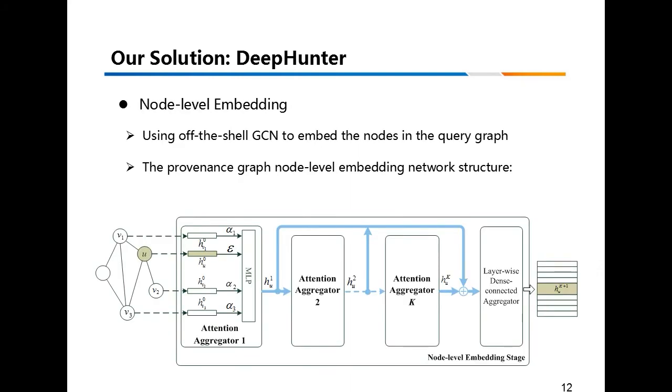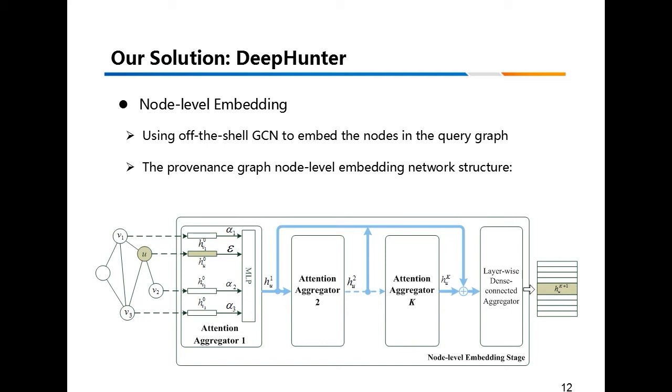It is the node embedding method that leads to the difference between the query graph embedding network and the provenance graph embedding network. We adopt the existing GCN to embed the nodes in the query graph. To represent the nodes in the provenance graphs, we design a provenance graph embedding network, which is capable of dealing with the redundant nodes while retaining the key information for matching the query graph.